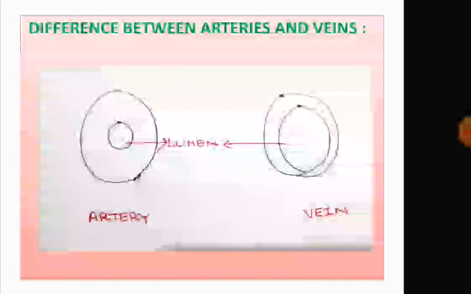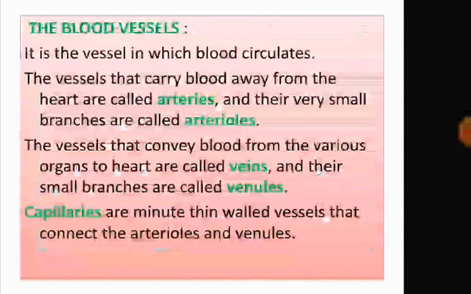There are some more differences. All the arteries carry oxygenated blood except the pulmonary artery. That's why it has been said that arteries are the vessels which carry blood away from the heart. Away from the heart means they are carrying pure blood. So all arteries carry oxygenated blood except the pulmonary artery.